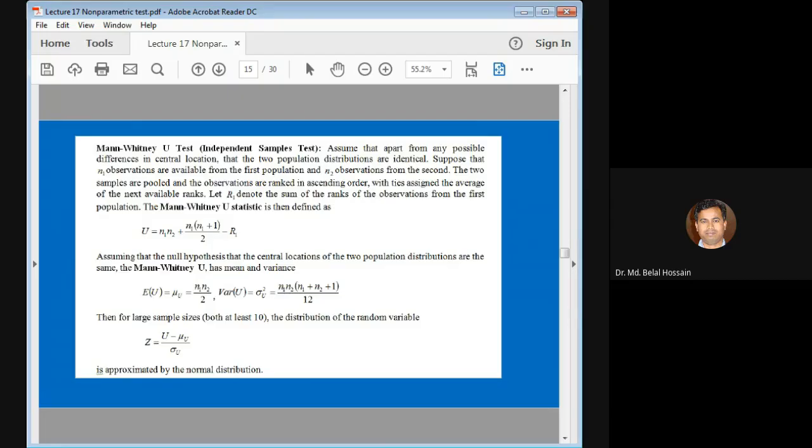Okay, so we got U equals 168, Z equals 2.75. What about others?